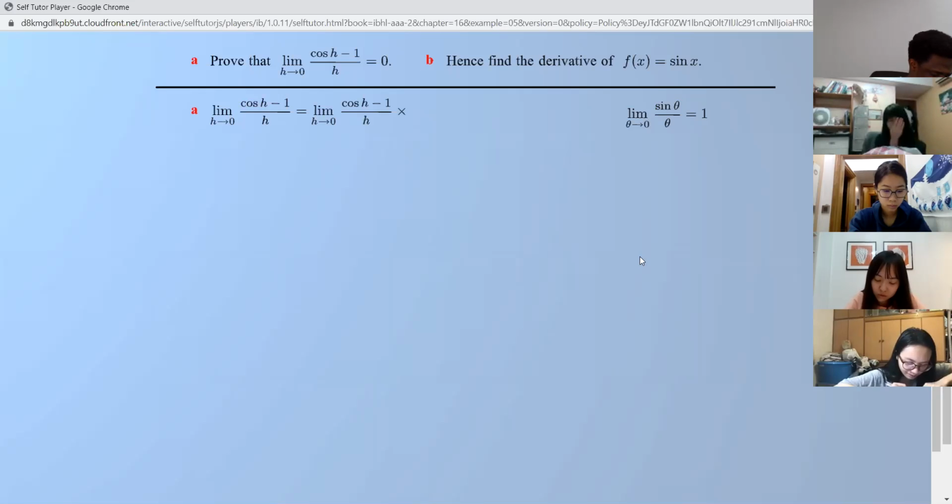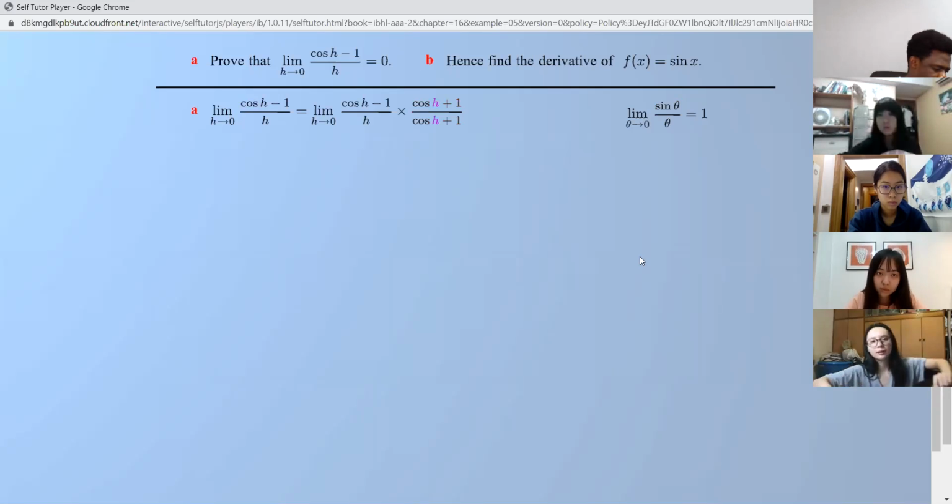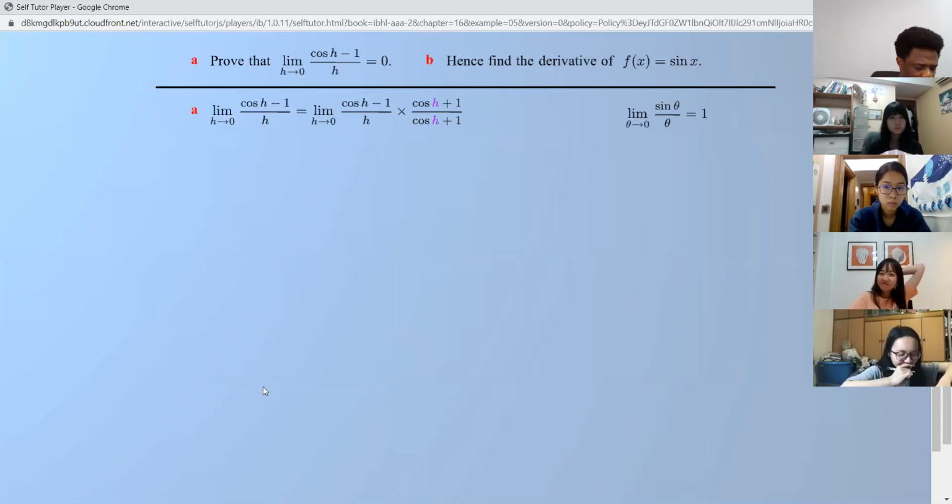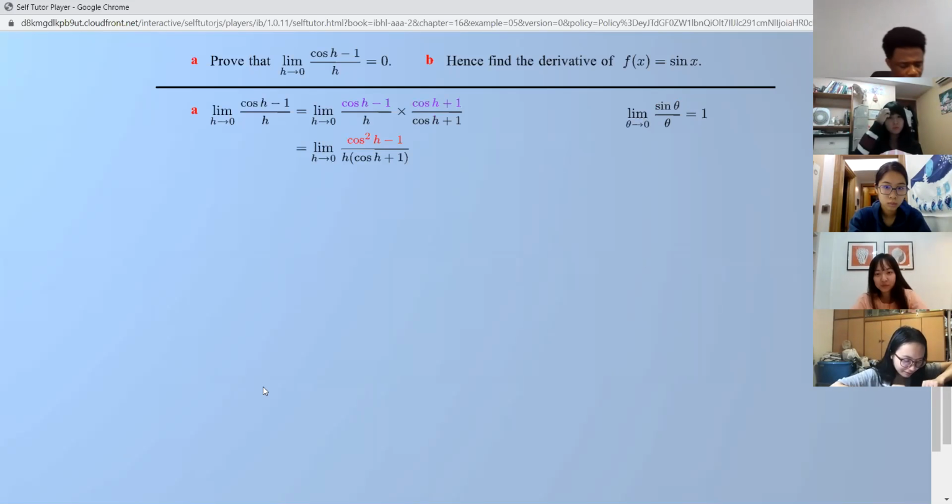Suppose we multiply the fraction by cos h plus 1 over cos h plus 1. When h equals 0, this is 2 over 2, so we are certainly not dividing by 0 and creating more problems. In the numerator, we now have the difference between two squares. Using the Pythagorean identity, cos squared h minus 1 is equal to minus sine squared h. We now have the factor sine h in the numerator, which is what we wanted.